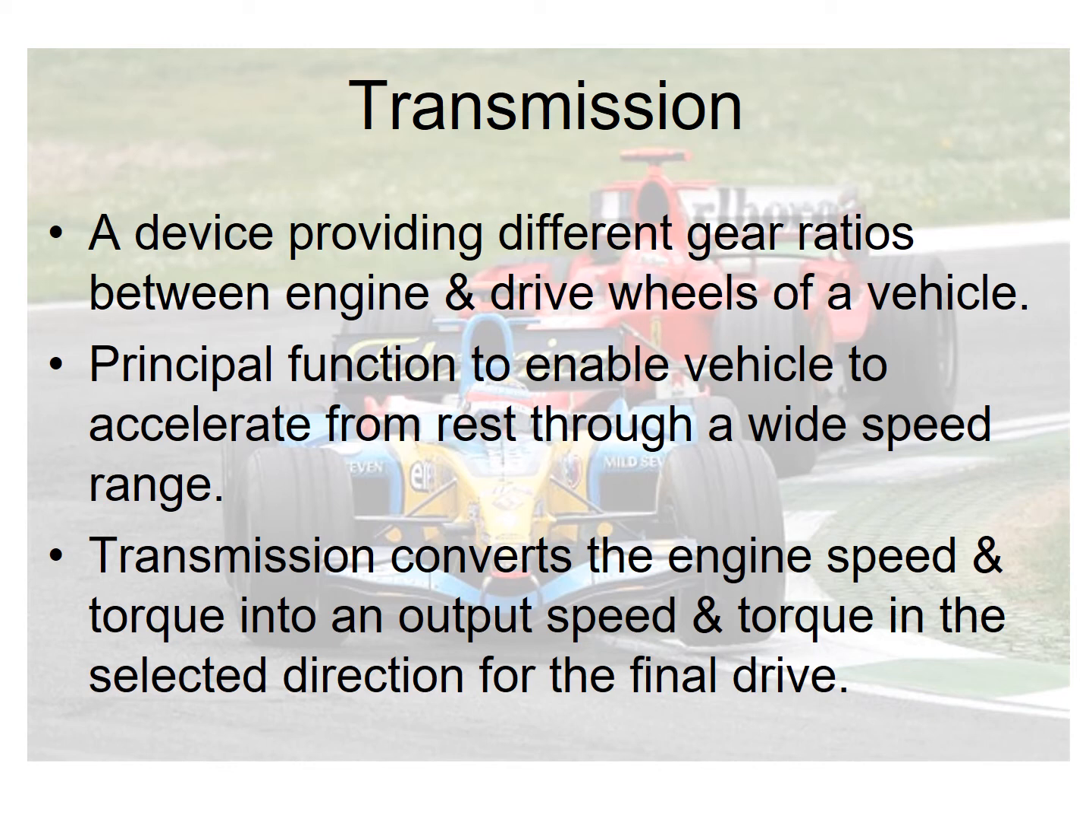Okay, a transmission is a device providing different gear ratios and relating the engine and the drive wheels of a vehicle. The principal function is to enable the vehicle to accelerate from rest through a wide speed range. If you use the engine alone, we use low RPM to high RPM. But by using a transmission, we can change it to higher torque and low speed, or higher speed with low torque.